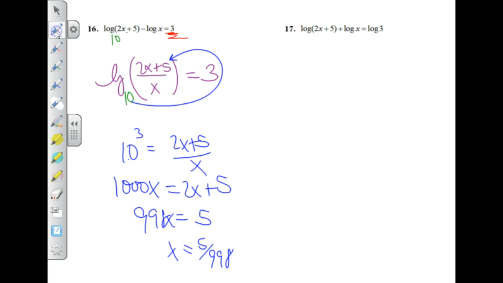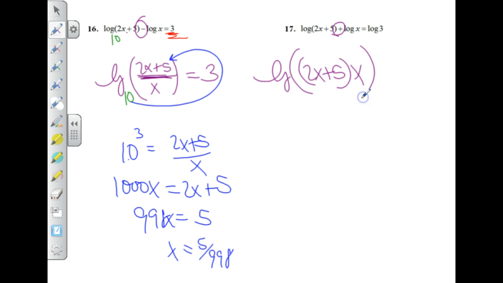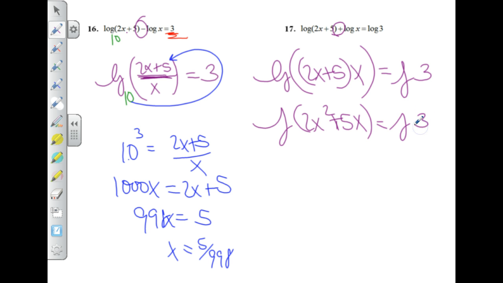But this one's a little bit different because I'm changing this minus into a plus. So instead of dividing, I'm going to multiply 2x plus 5 times x, that's the product, equals the log of 3. So the log of 2x squared plus 5x should equal the log of 3. And again, it's the log of this equals the log of that, so I can just drop the logs. You can do that as long as both sides have bases that are the same. In this case, base 10 is good.